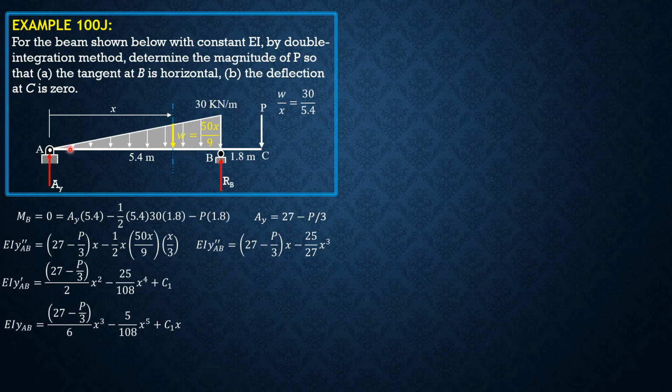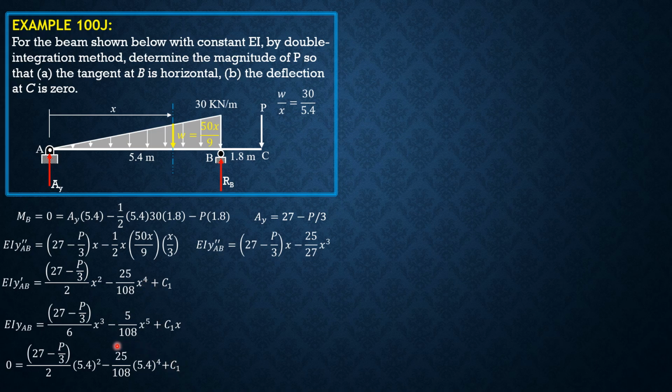Then, boundary conditions: x is 5.4, y is 0. And for the given condition, when x is 5.4, the tangent is horizontal. So meaning to say slope is 0, or y prime AB is 0 when x is 5.4. So we begin with y prime equals 0 at B for this condition. Substitute here. So 0 equals quantity 27 minus P over 3 times 5.4 squared over 2 minus 25 over 108 times 5.4 to the 4th plus C sub 1.